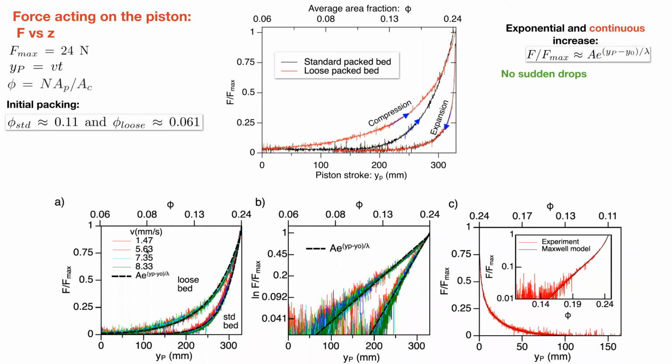So we varied the compression rate from 1.5 millimeters per second to 8 millimeters per second. And we observed that the force versus the piston stroke is independent of compression rate in all cases, for both the loose and the standard bed. This is only the compression phase. So for the loose bed, for all the compression rates, the curves follow the same trend, and the standard bed also follows the same trend. And in both cases, if you use the log-linear plot, you observe that they follow an exponential increase of the force versus the compression stroke.